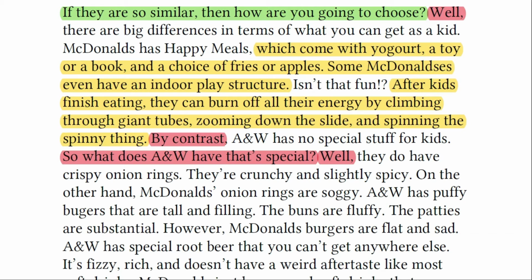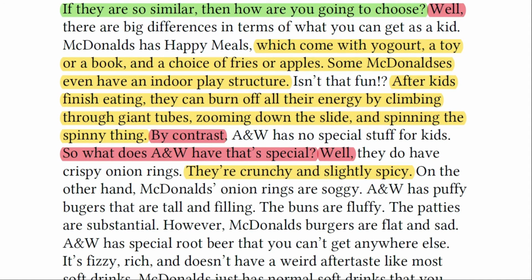Well, they do have crispy onion rings. They're crunchy and slightly spicy. Okay, so I didn't just say crispy onion rings. I gave a little bit more detail about what those onion rings are like. On the other hand, McDonald's onion rings are soggy. Okay, so on the other hand's a transition phrase, right? So let's highlight it in red. There. On the other hand, McDonald's onion rings are soggy.